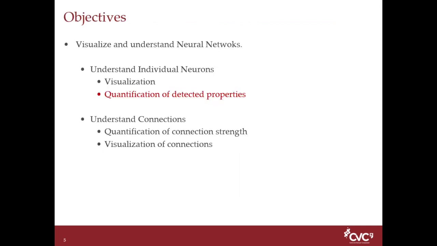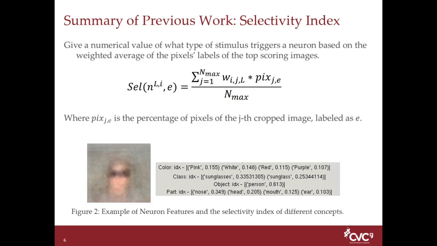Now that we can visualize individual neurons, we want to have a quantitative measurement of what is triggering them. To do so, we define the selectivity index, which is calculated using the weighted average of the percentage of pixels belonging to a certain concept in the top scoring images. This gives us a quantitative measure of the stimulus that is triggering that neuron.